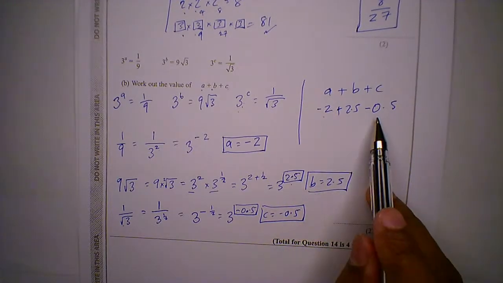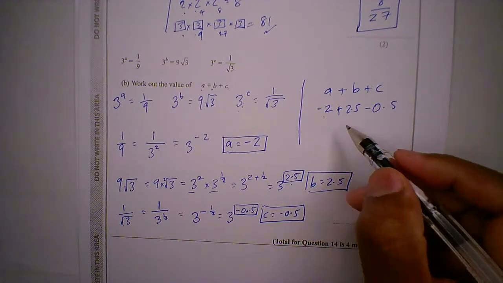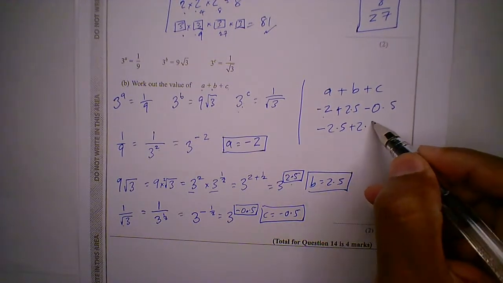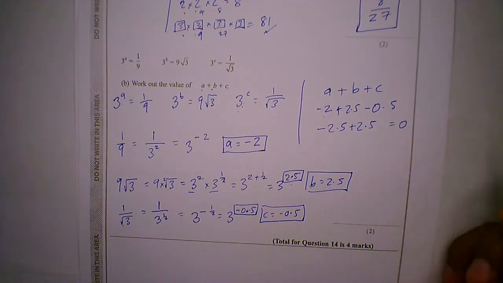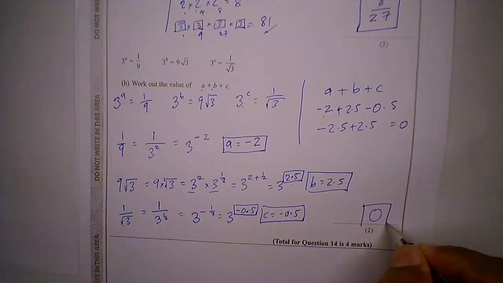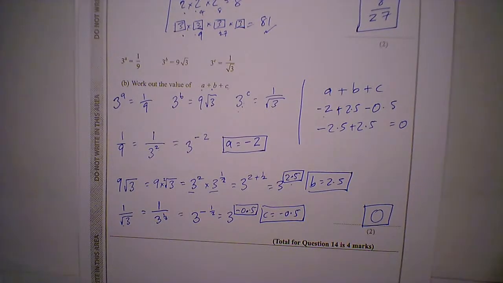Minus 2 take away 0.5 is minus 2.5, plus 2.5. They cancel each other out. It becomes 0. So my answer, the value of a plus b plus c is 0. Okay, 2 marks. Hopefully you can do these things a little bit faster in your head.